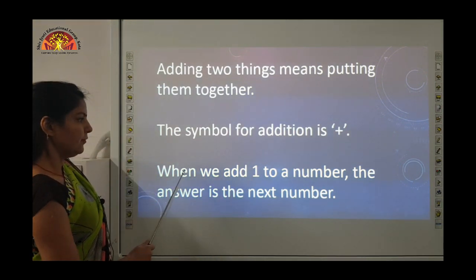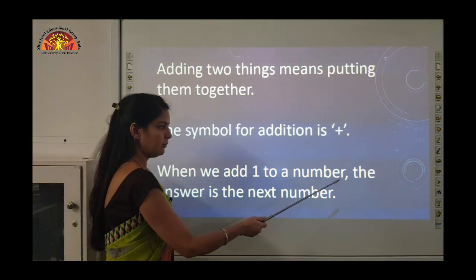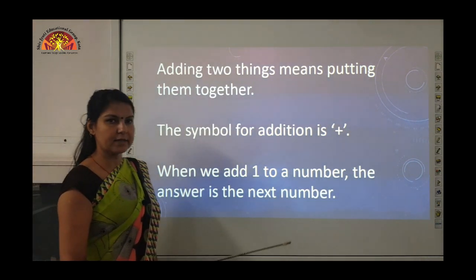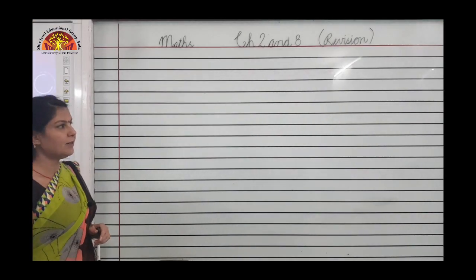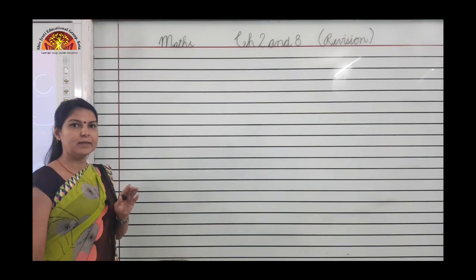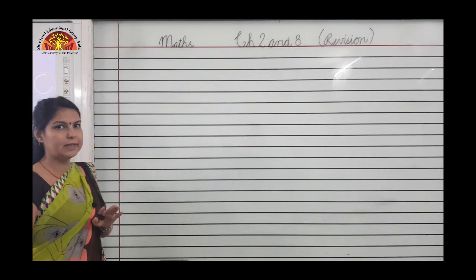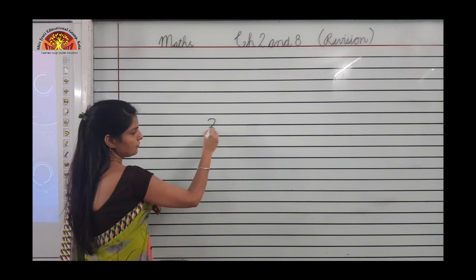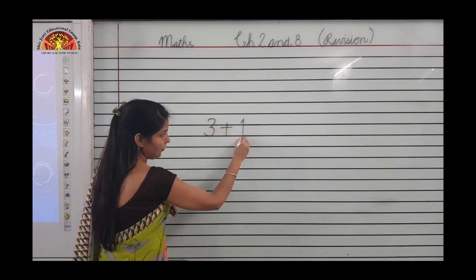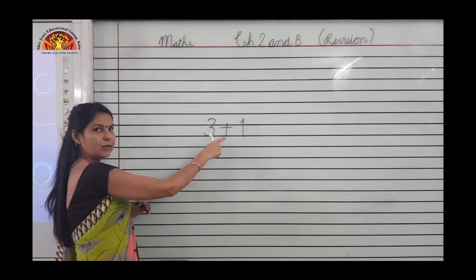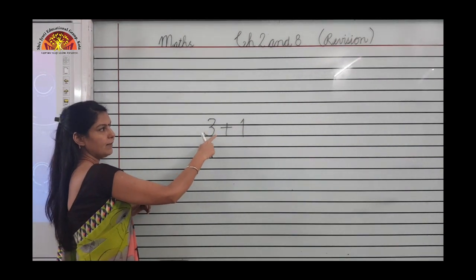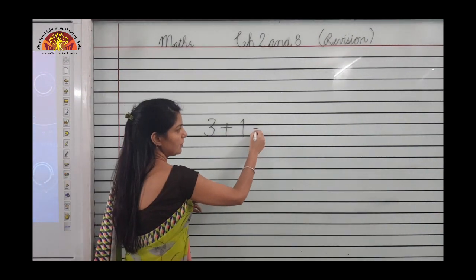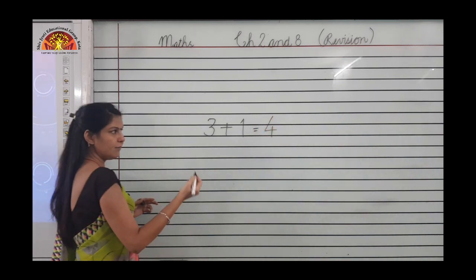The third point, when we add 1 to a number, the answer is the next number. Children, let's see this example on the board. Now children, we will add 1 to any number, then what will we get? We will get the next number of that. Look here, suppose we are adding 1 and 3. Now you know this is the sign of plus, this is the sign of addition. So we are going to add 1 and 3. So what will we get? We will get the next number of 3. This is 4.